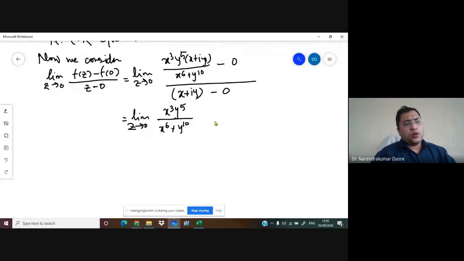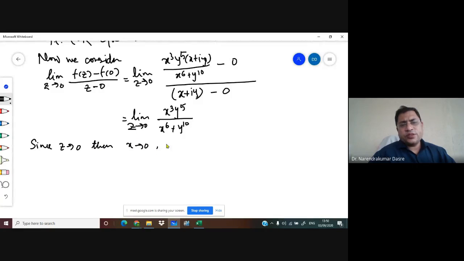So here we try to simplify this limit. Since z is going to 0, what does it mean? It means that x is going to 0 and y is also going to 0. So we get, we are finding the limit as z tends to 0.